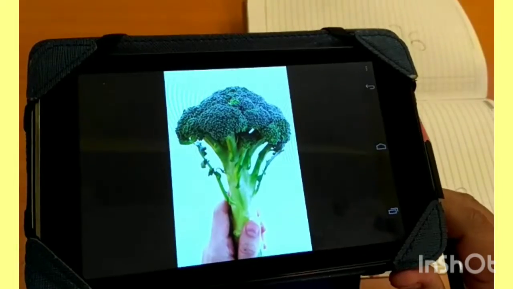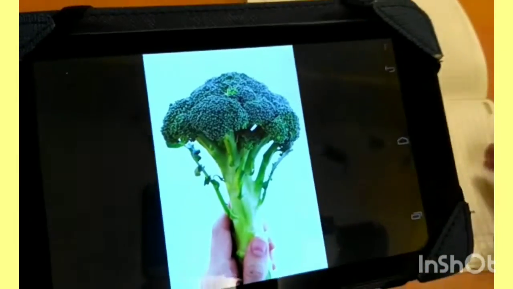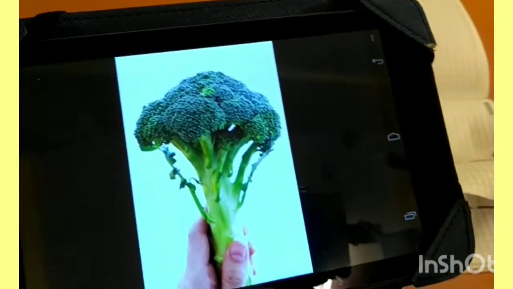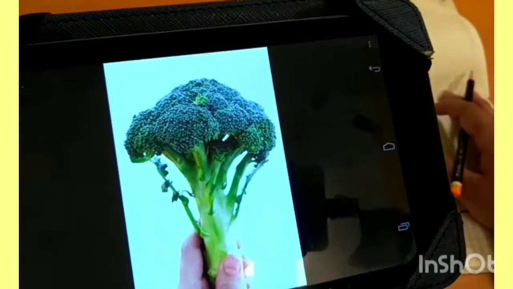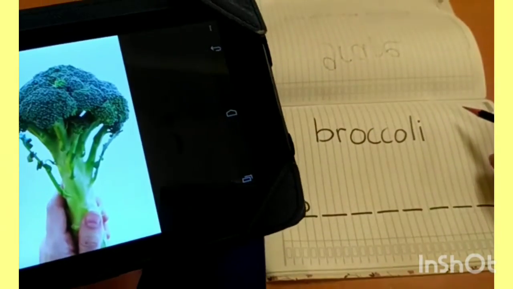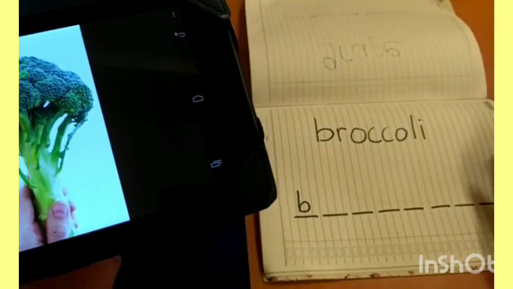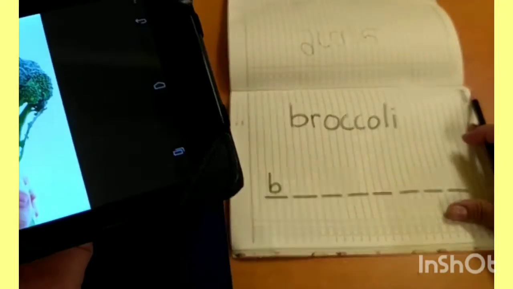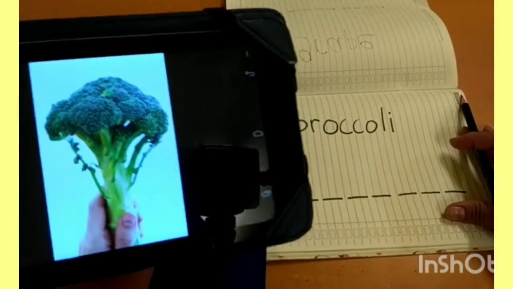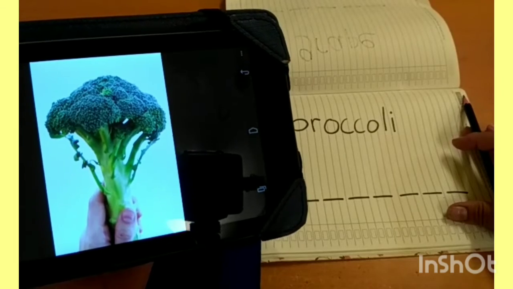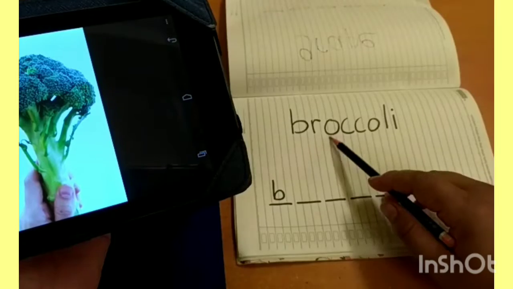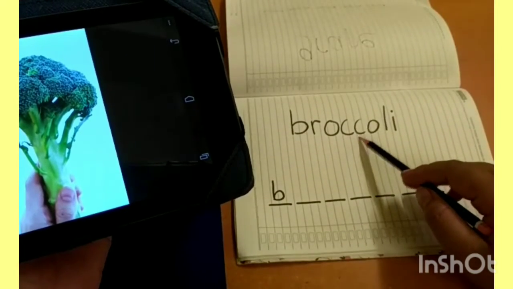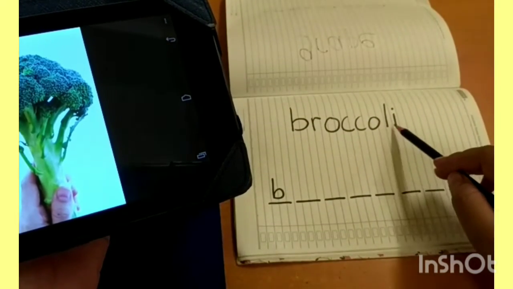The last is this is vegetable. Nah, vegetable. Who likes eat this? Siapa yang suka makan ini? Do you know what is the name? Nah, the name is broccoli. Broccoli has 8 letters. Punya 8 huruf. Okay? So many letters. But you have to remember. Broccoli. Let's say it together. Broccoli. B R O C C O L I.